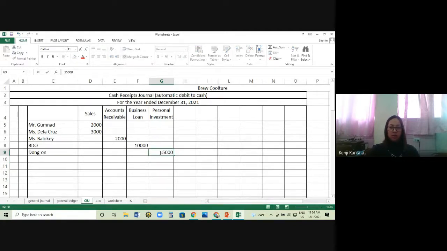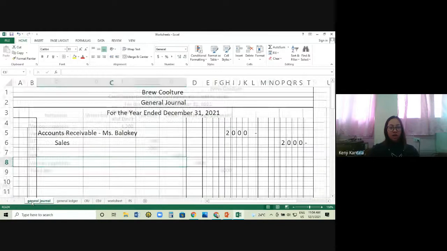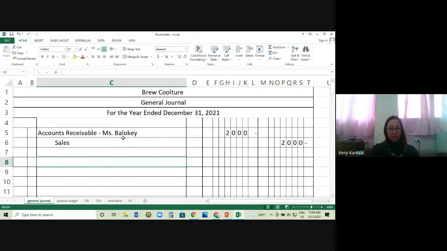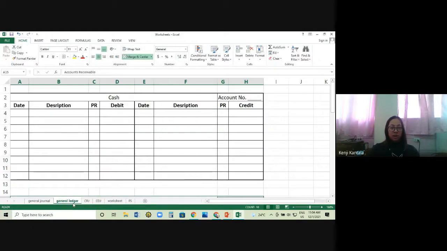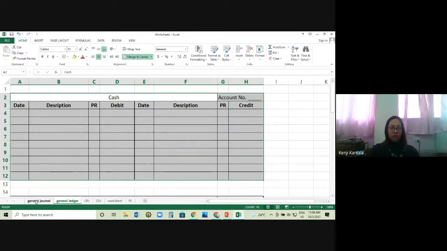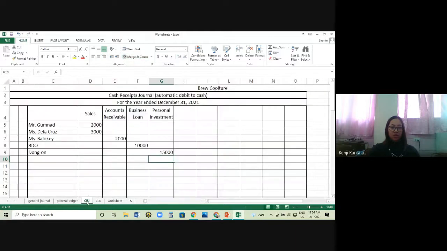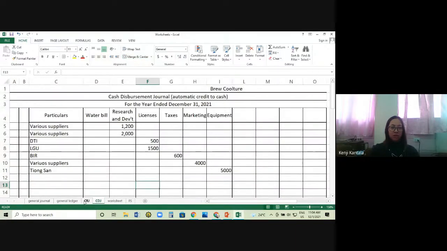Lakihan na natin. Okay, so we have now our investments, our loans, then meron na tayong records for our sales, and yung accounts receivable natin. So from our cash receipts journal, our cash disbursement journal, and our general journal, ita-transfer na natin yung mga transactions na na-record natin dito to our general ledger. So first, we have our first ledger here. We have our cash. So balikan natin yung cash receipts journal natin and cash disbursement journal natin.